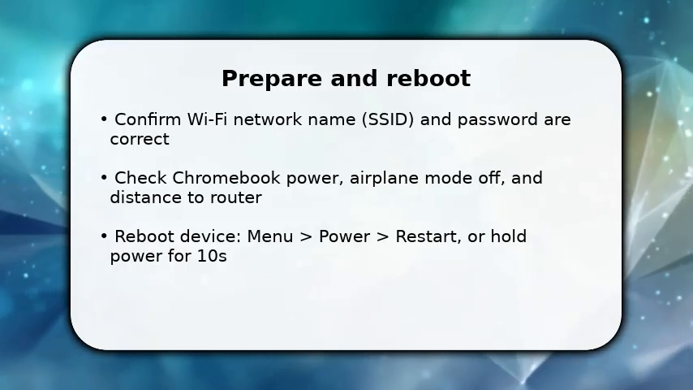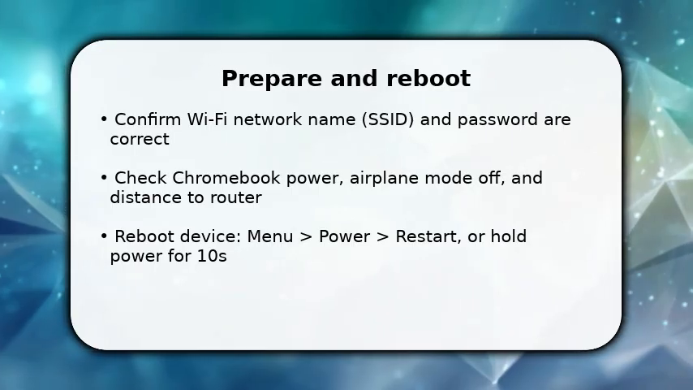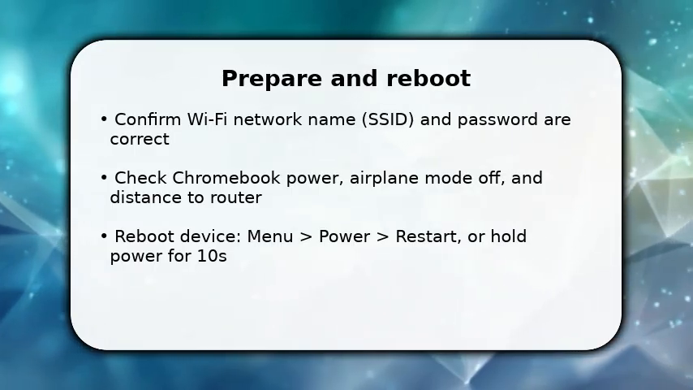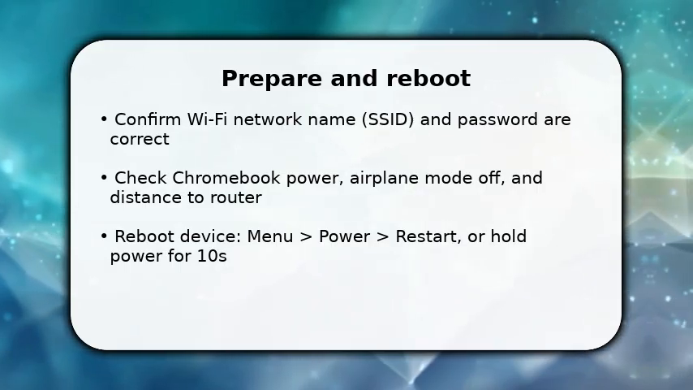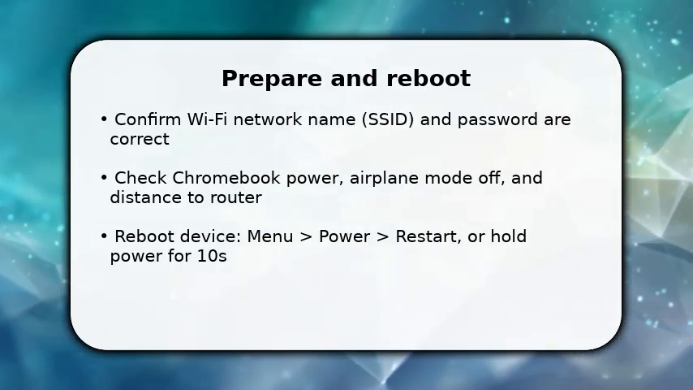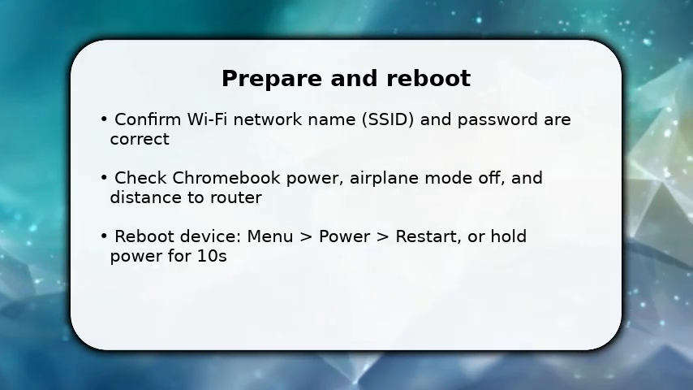You start by confirming the basics, then act fast. Verify the SSID and password because mistyped credentials are a common culprit. Once done, disable airplane mode and move closer to the router to rule out range issues.